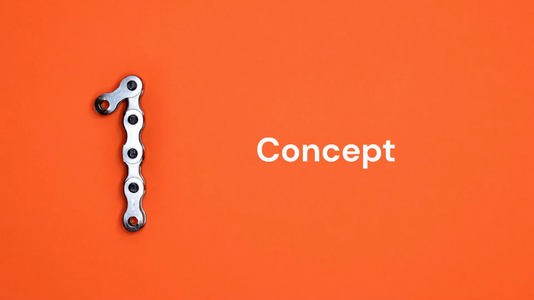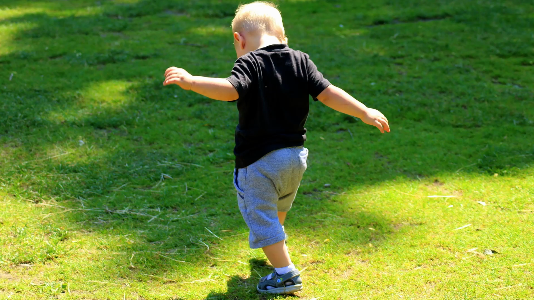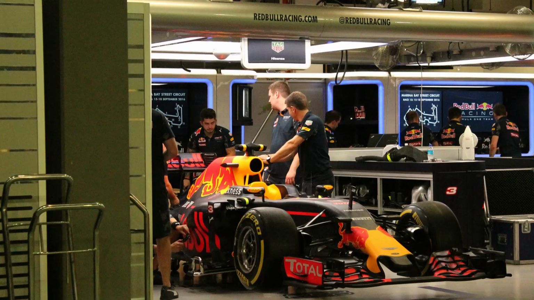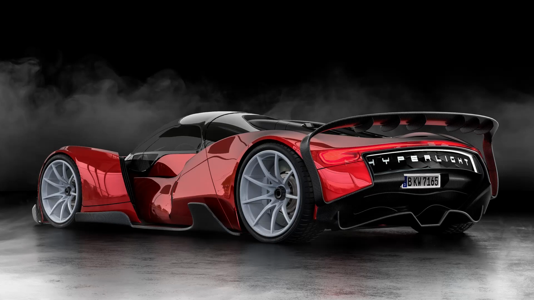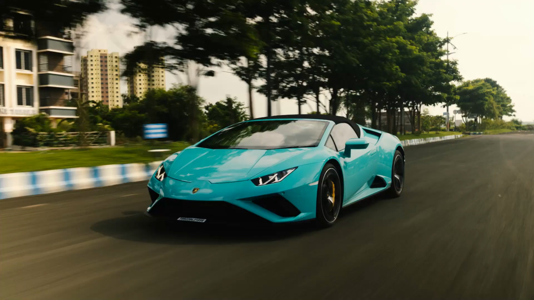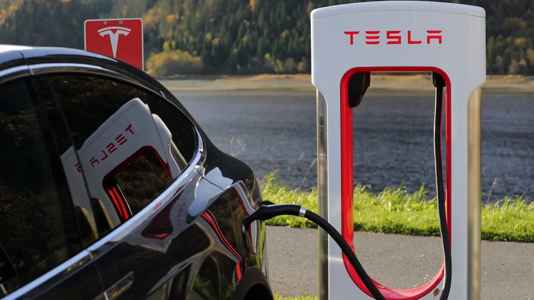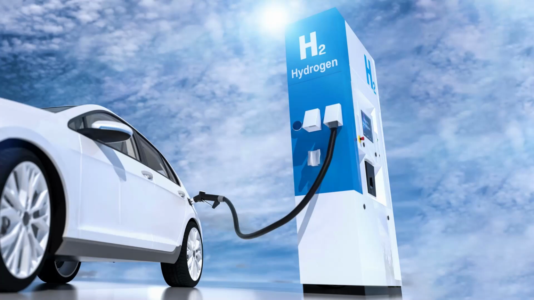Point 1. Concept. This is the first step of the product life cycle where engineering teams study various concepts of a car. For example, these days there are a lot of concepts that exist in the automotive industry, like general passenger car, sports car, electric vehicle, heavy-duty vehicle, hydrogen vehicle etc.